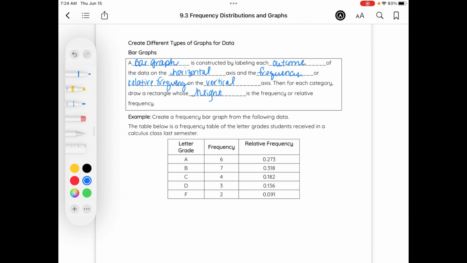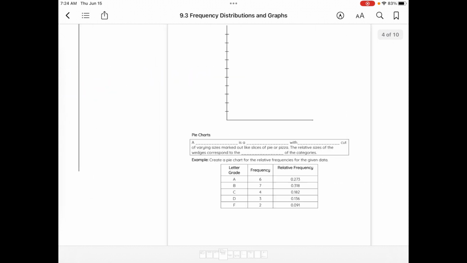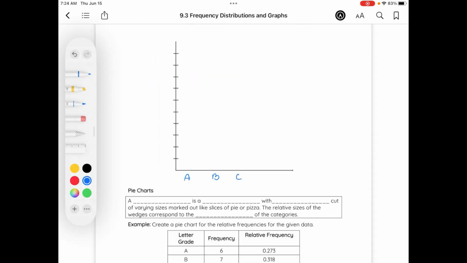Create a frequency bar graph from the following data. The table below is the frequency table of the letter grade students received in a calc class last semester. So we have 6 A's, 7 B's, 4 C's, 3 D's, and 2 F's. Down below will be our categories. I have A, B, C, D, and F. These are our grades. And then the frequencies are the vertical axis. 1, 2, 3, 4. I don't think we had anything over 7. You could put 8 if you wanted.